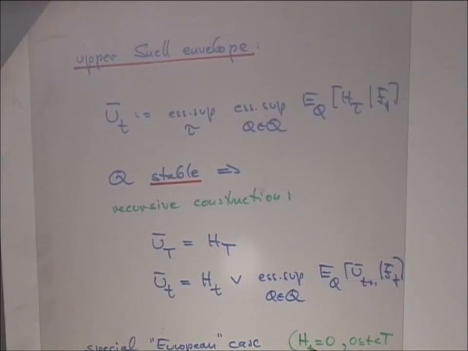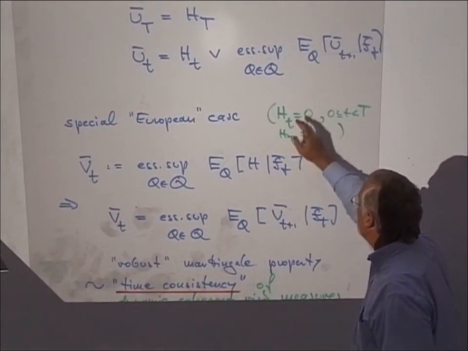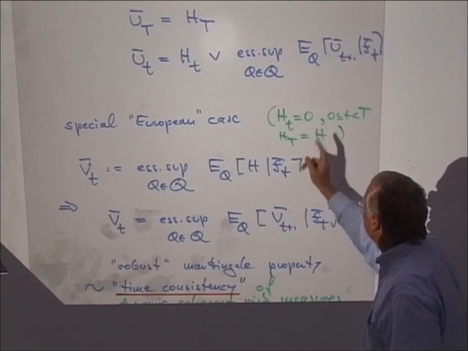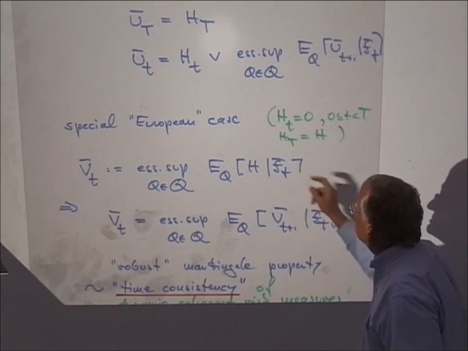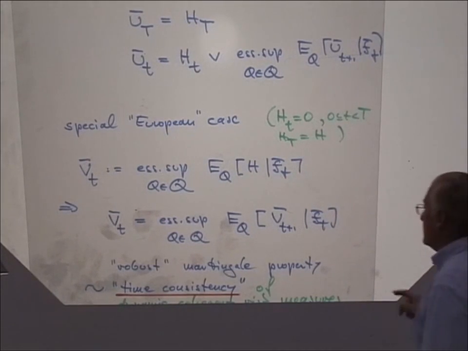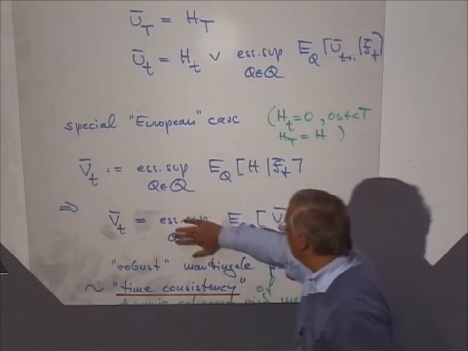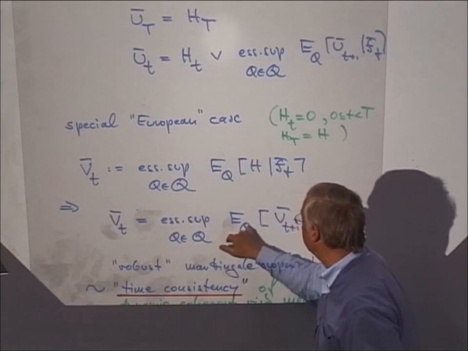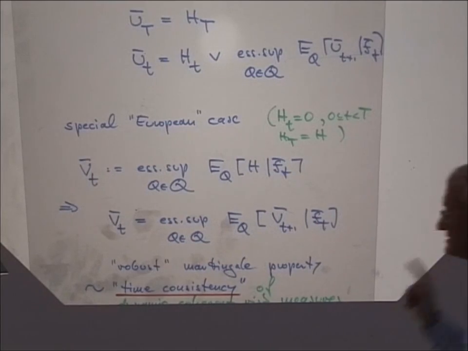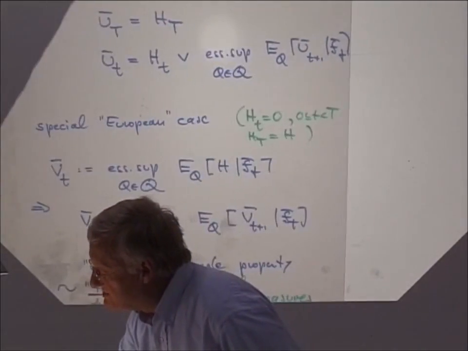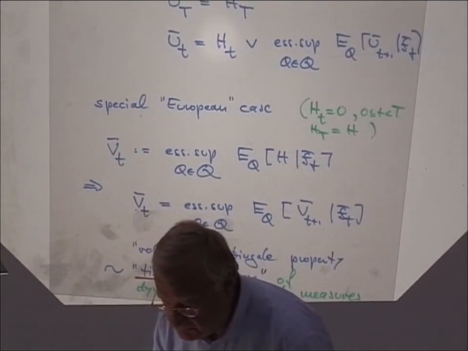Now, in the special European case, which would correspond to the case H_T is 0, you don't get anything before, only at the final time. This reduces to this quantity, and you get this relation. Now this is like a robust martingale property. This would be the martingale property for a fixed measure. So it's a martingale property in this robust form. And this is exactly time consistency of dynamic risk measures, as we are going to see next.